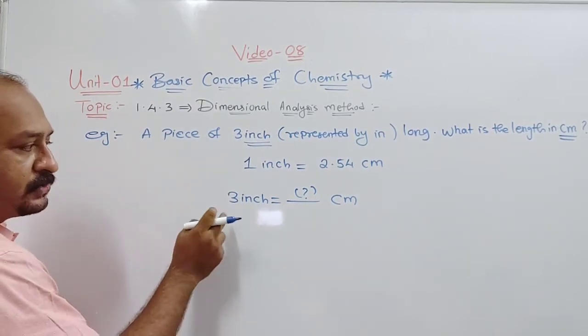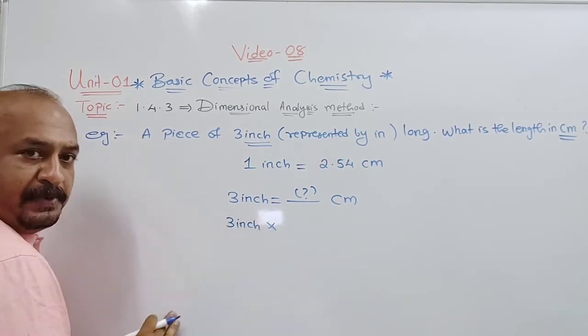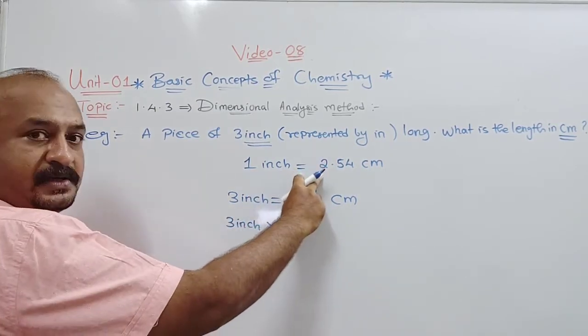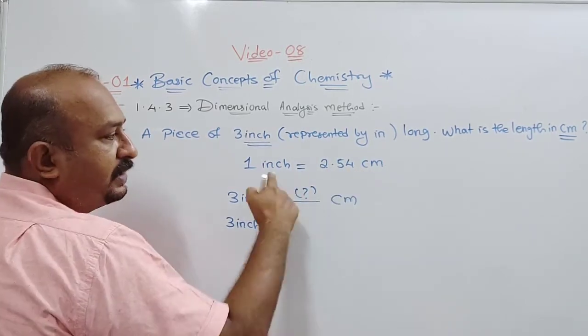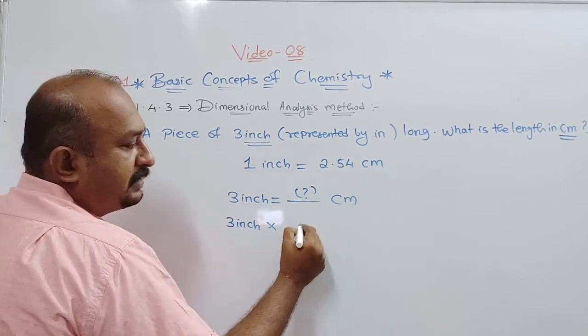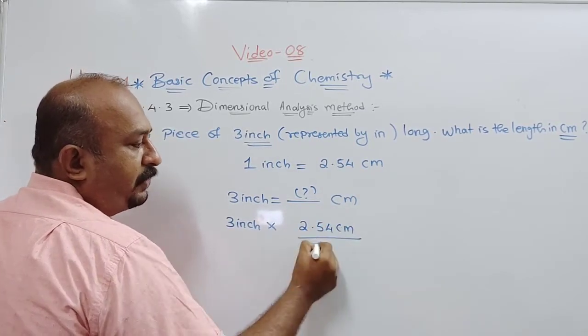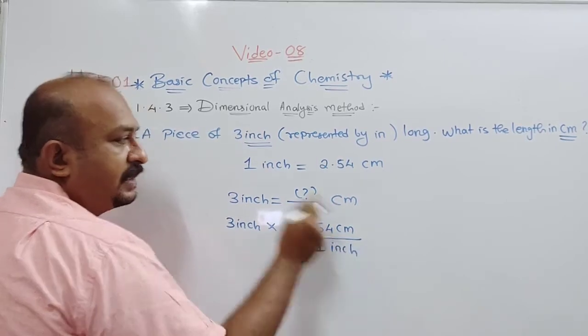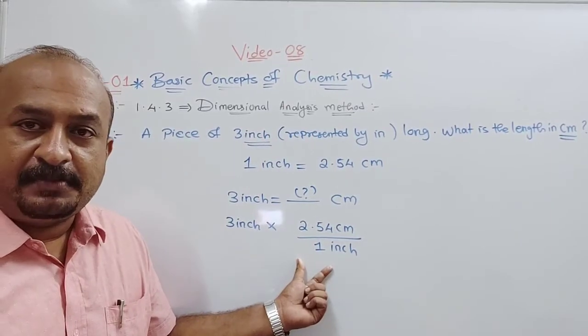Now how to do so? See, 3 inch is there. I will multiply it with a fraction. Suppose I want the answer in centimeter. So 1 inch is equal to 2.54 centimeter. What I will do is write here 2.54 centimeter upon 1 inch. You write like this. What is the meaning of that?